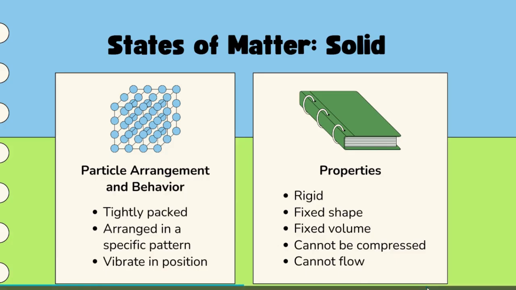What are some of the properties of solids? Solids are rigid, they have a fixed shape, they have a fixed volume, they cannot be compressed, and lastly, they do not flow. Remember, we give an example here of a book or a lunchbox.